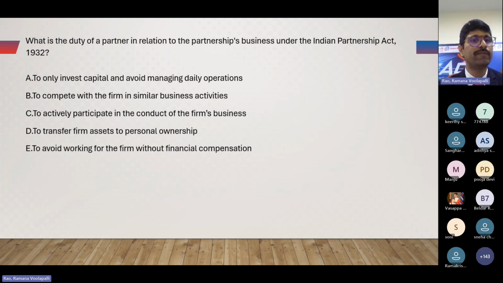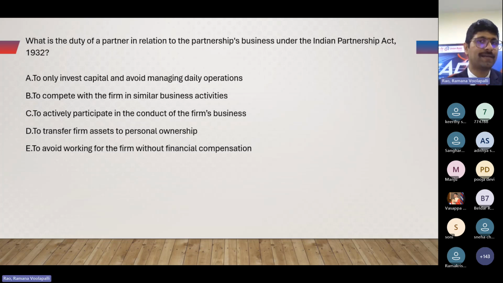What is the duty of a partner in relation to the partnership firm under the Indian Partnership Act 1932? To only invest the capital and avoid managing daily operations? It's a common sense question. Partnership, you know, is an association of people. To compete with the firm in similar business activity, to actively participate in the conduct of the firm's business, to transfer firm's asset to personal ownership, to avoid working for the firm without financial compensation.